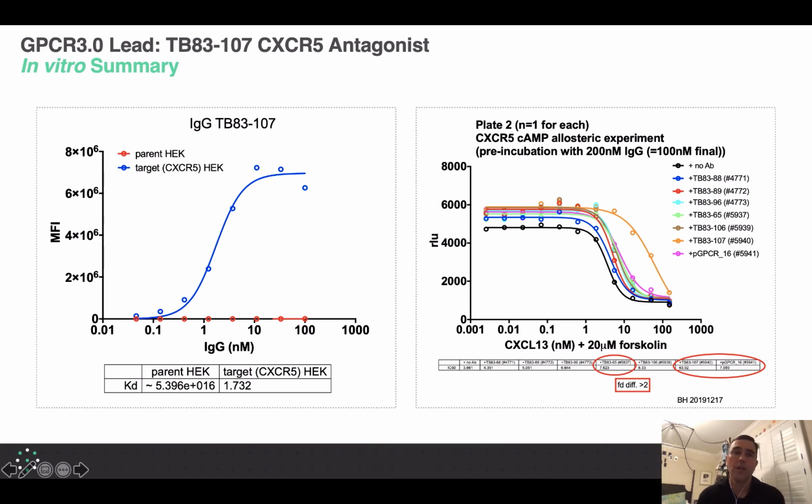Shown here is just one example where we discovered an antibody TB83-107, and it's actually a very potent CXCR5 antagonist. You can see on the left, we see a nice dose-dependent binding FACS titration curve for binding to CXCR4 stable transfectants. And then on the right, you can see that the same antibody in orange actually shows, again, a shifting to the right or an inhibition of cyclic AMP signaling in response to the known ligand of CXCR4, which in this case is CXCL13.